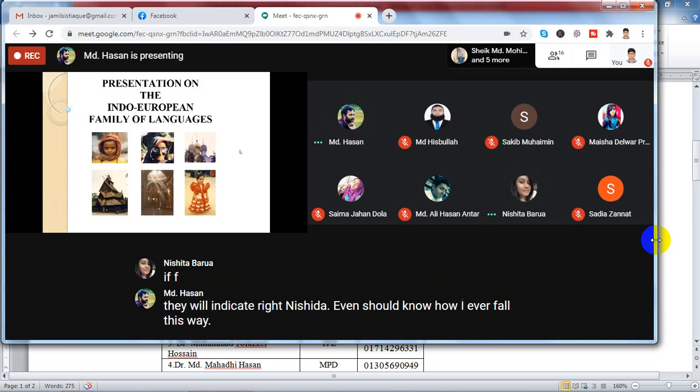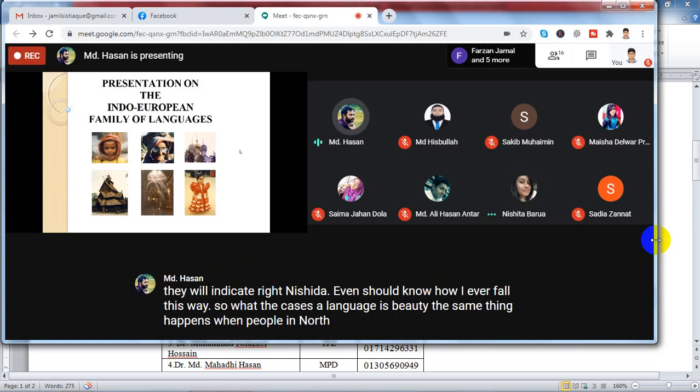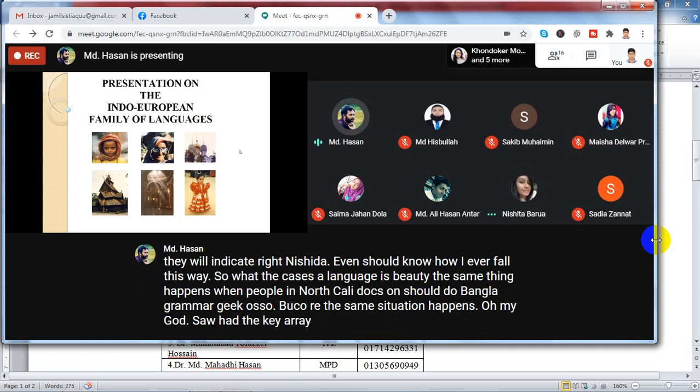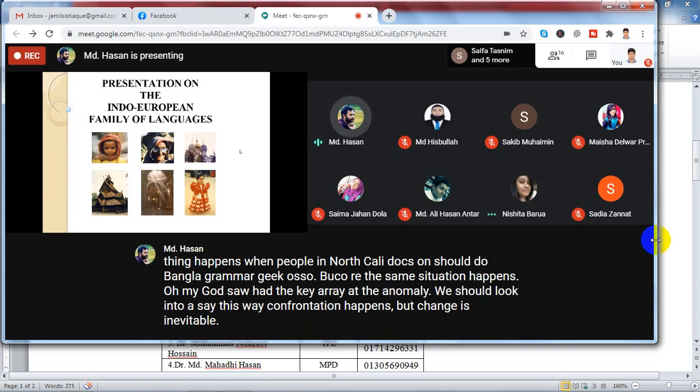But the case is, a language is beauty. The same thing happens when people in Noakhali start speaking Shuddha Bangla in the village, the same situation happens. Oh my God, look, he has come speaking Shuddha. This way, confrontation happens, but change is inevitable. Either you are learning Shuddha Bangla or your language is becoming something different. It is constant. Spoken languages are constantly changing.